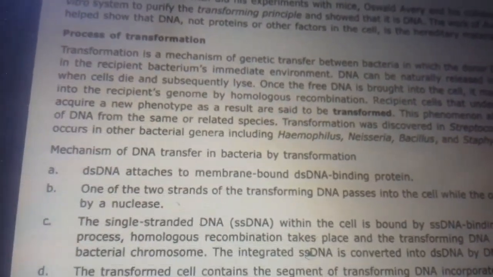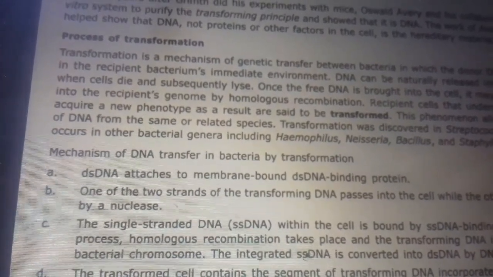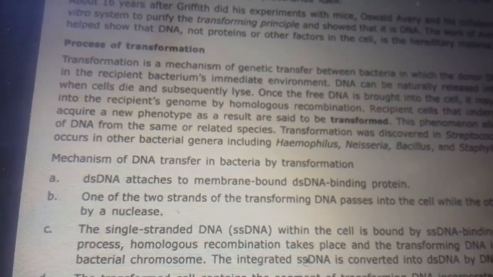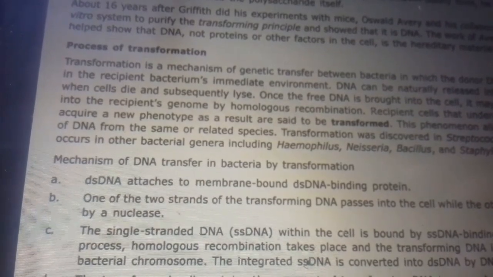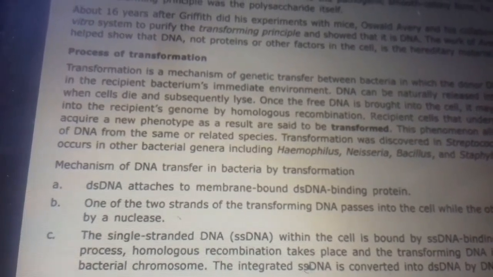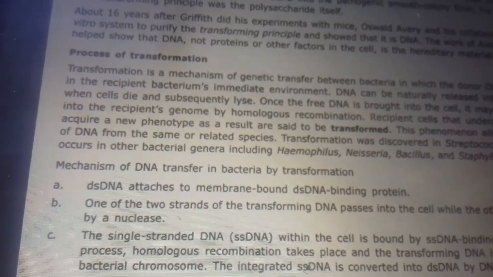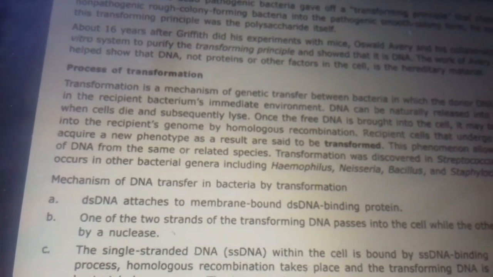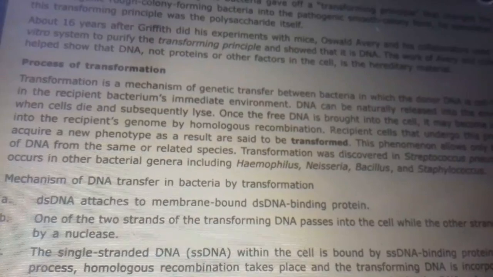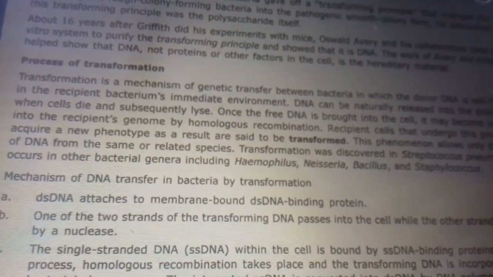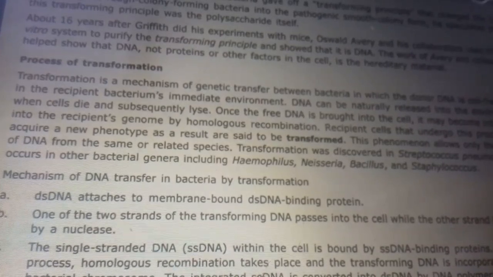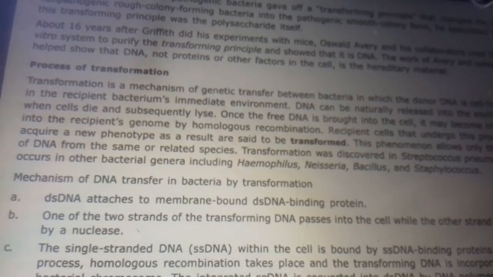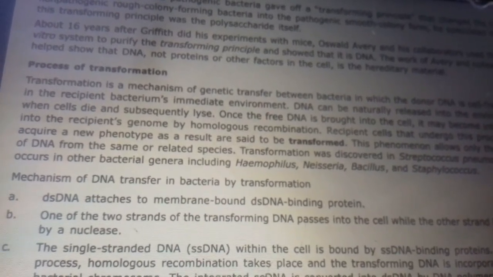Process of transformation. Transformation is genetic transfer between bacteria in which the donor DNA is cell-free DNA in the recipient bacterium's immediate environment. DNA is naturally released into the environment when cells die and subsequently lyse. Once free DNA is brought into the cell, it is integrated into the recipient genome by homologous recombination. Recipient cells that undergo this process and acquire a new phenotype are said to be transformed. It allows the uptake of DNA from the same or related species. It was discovered in Streptococcus pneumoniae and occurs in bacteria including Haemophilus, Neisseria, Bacillus, and Staphylococcus.